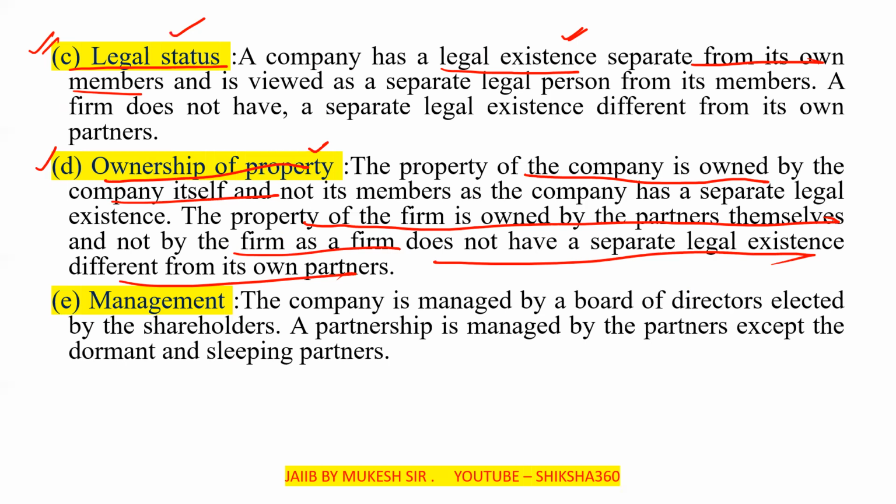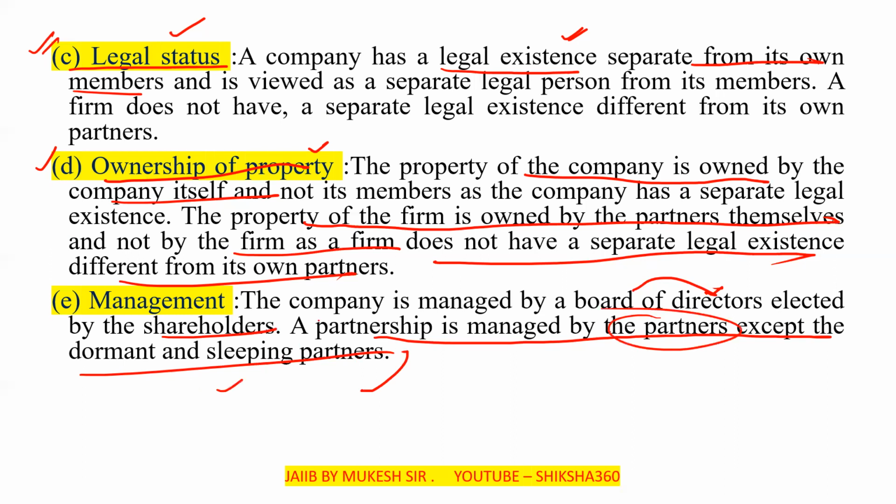The next one is management. The company is managed by a board of directors elected by the shareholders. On the other side, a partnership firm is managed by the partners, except the dormant and sleeping partners. Dormant or sleeping partners are those who have put their capital in the partnership firm but are not doing any work. They are providing only monetary help to the firm. So a partnership is managed by the partners except the dormant or sleeping partners.